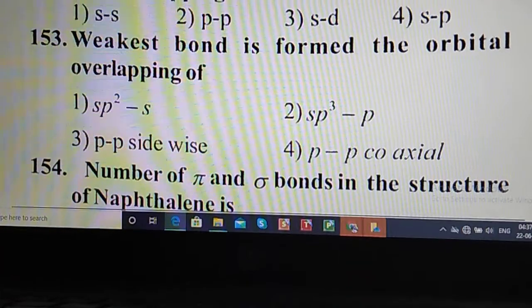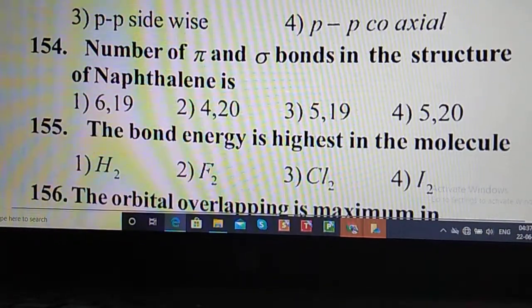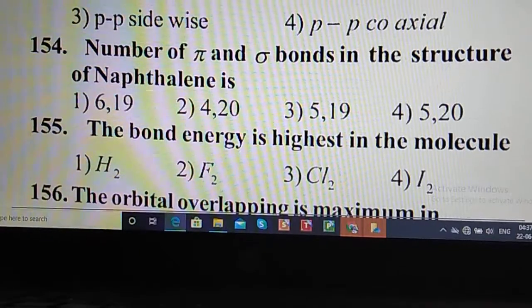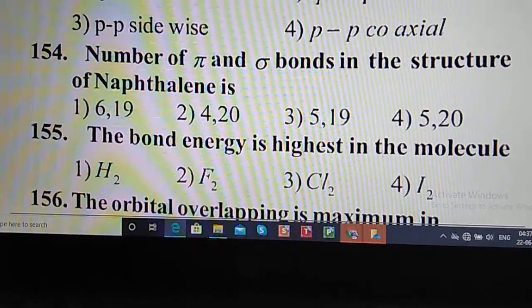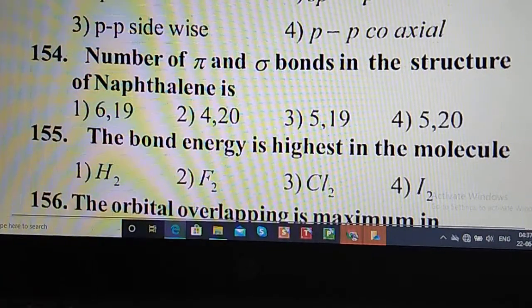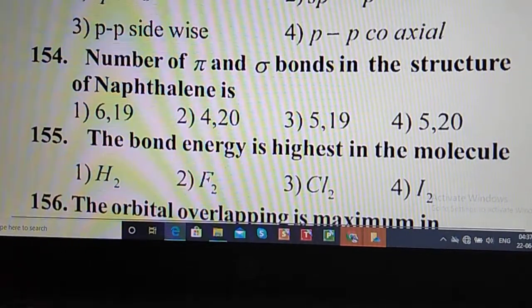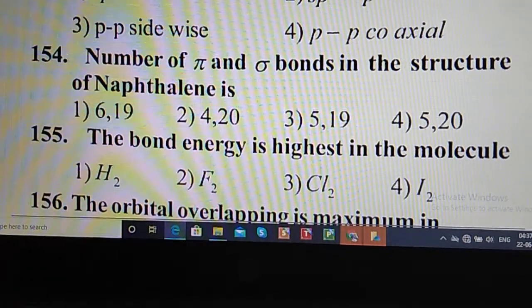Now let us move to question number 154, student. It asks for the number of pi bonds and sigma bonds in the structure of naphthalene. The options are 6 and 19, 6 and 20, 5 and 19, and 5 and 20. So these many options are there, student.